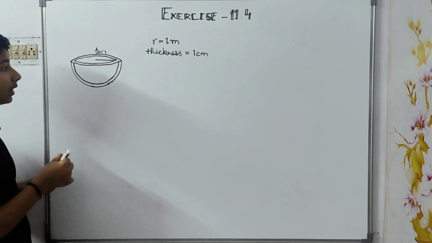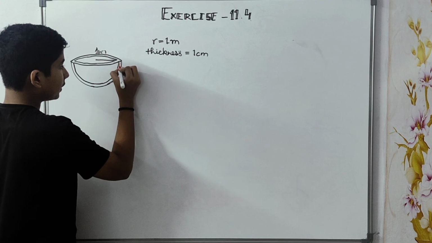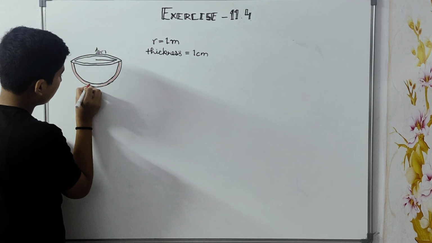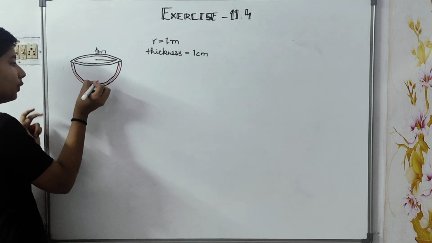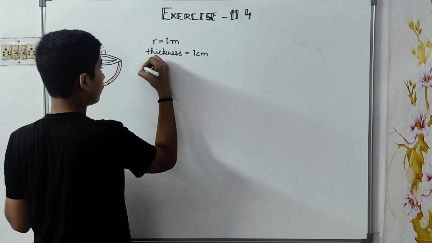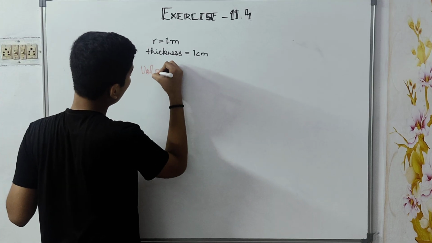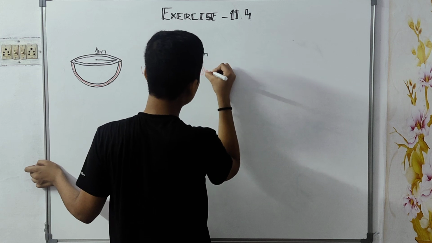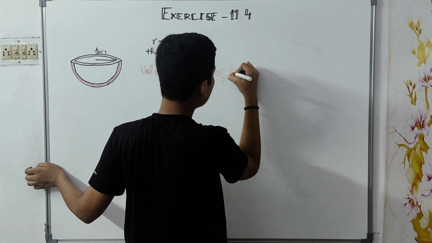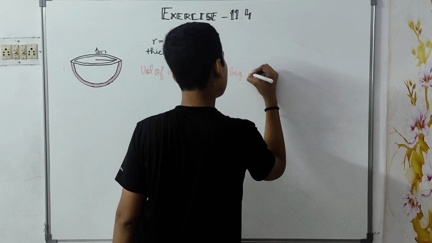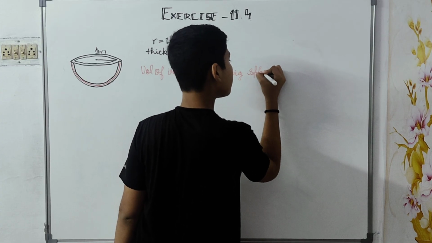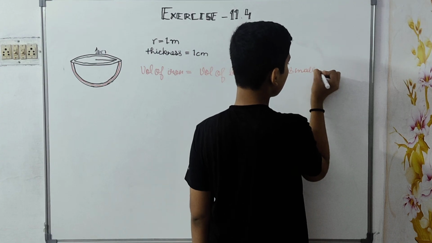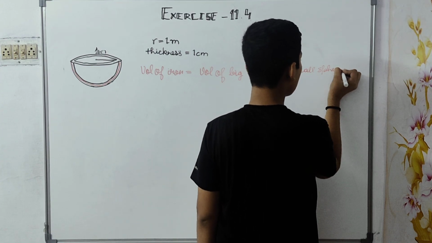Now, which iron would we use to make it? This much iron, like this region's volume we have to find out. So, volume of iron equal to volume of big sphere minus small sphere.